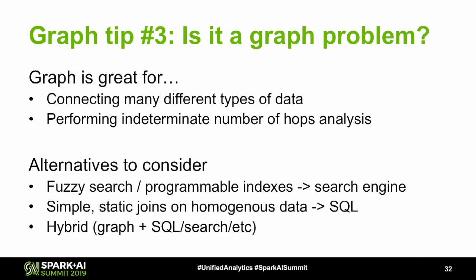And then the last tip, like I said before, graph is not a silver bullet. Always be asking yourself, is it actually a graph problem? Graph is great, like I said, provides a lot of flexibility in that data model, being able to connect a lot of unlike things together and doing some of that indeterminate number of hops analysis like shortest path. But it's not the answer for everything. So, consider alternatives depending on what your problem is that you're actually facing, right?